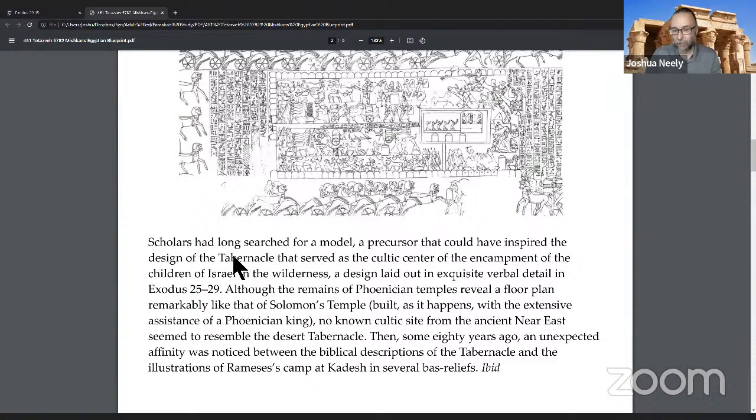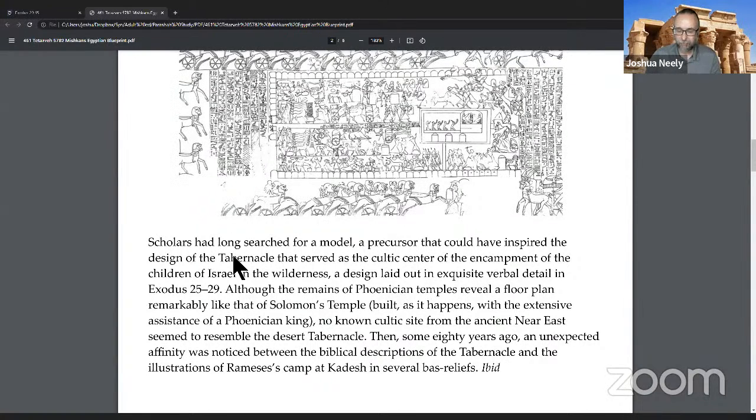Although the remains of Phoenician temples reveal a plan remarkably like that of Solomon's temple, built as it happens with the extensive assistance of a Phoenician king, which is something that has been known for a very long time, that the floor plan of the temple is absolutely a parallel of Phoenician temple design, that it was not a uniquely imagined architecture, but was borrowing from the structural architectural norms of the region, and especially of Phoenicia, which we know was supplying a lot of the raw materials for the temple.